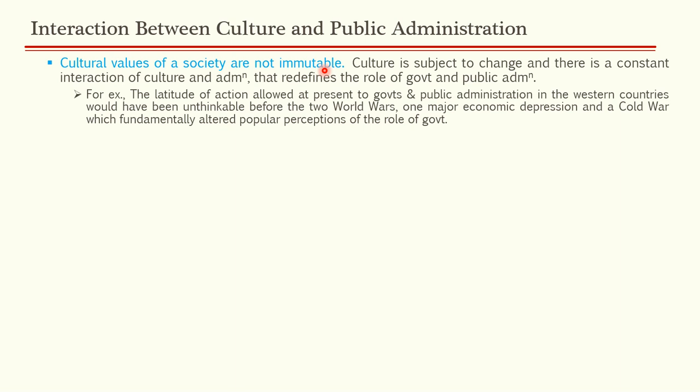So cultural values of societies are not immutable. तो इसका मतलब है culture keeps on changing with time. ऐसा नहीं है कि culture same रहता है. 100 साल तक एक ही culture नहीं रहेगा. Culture will develop with time. It will evolve with time. So cultural values of a society are not immutable. That means they are changeable. They change over the course of time.